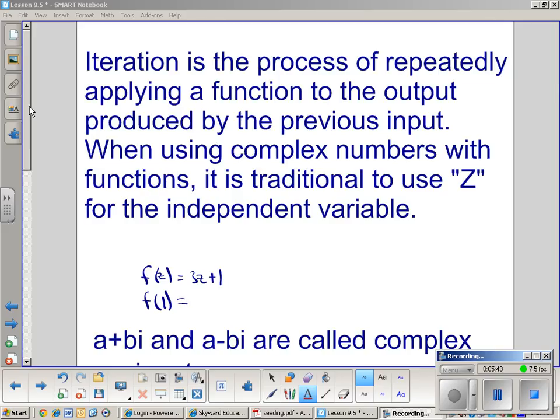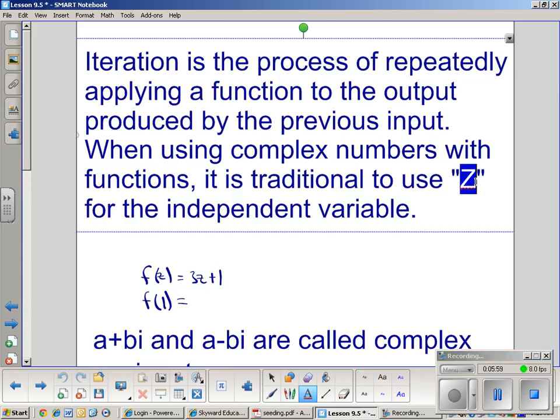An iteration is a process of repeatedly applying a function to the output produced by the previous input. When using complex numbers with functions, it is traditional to use z for the independent variable. And probably I should call that small z.